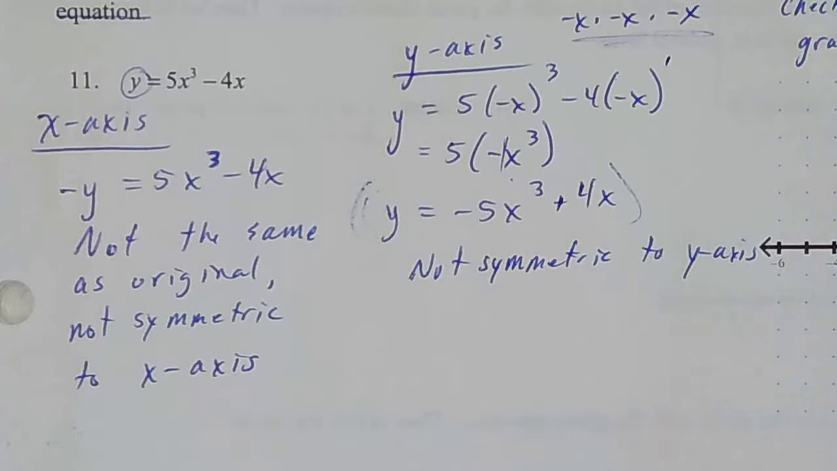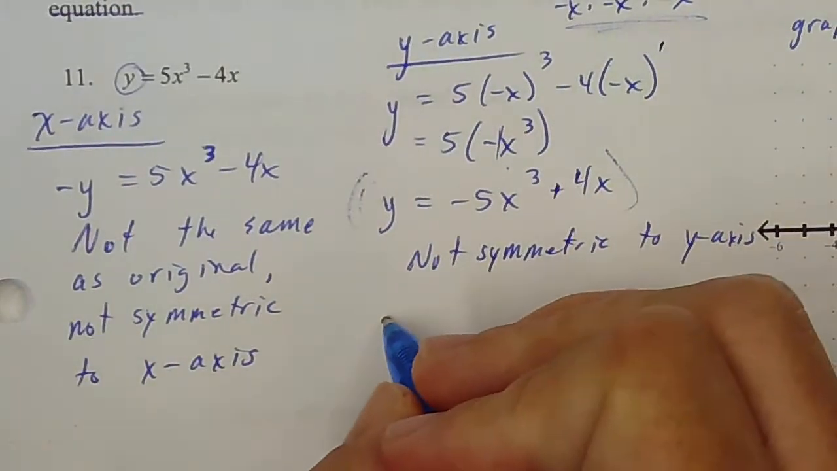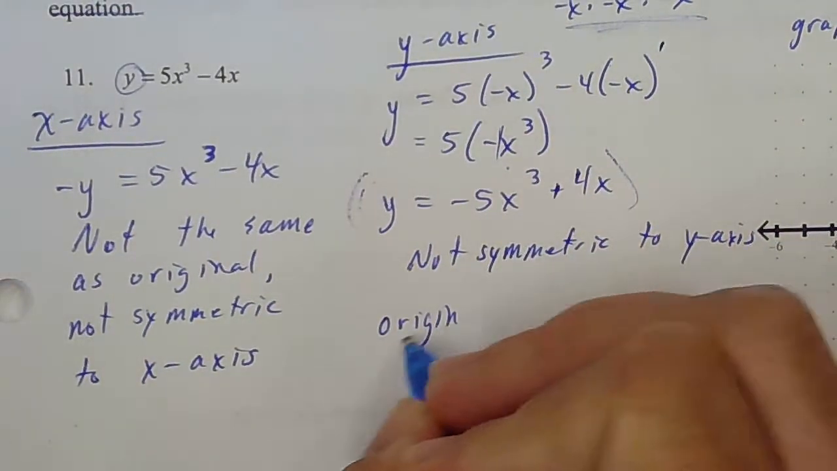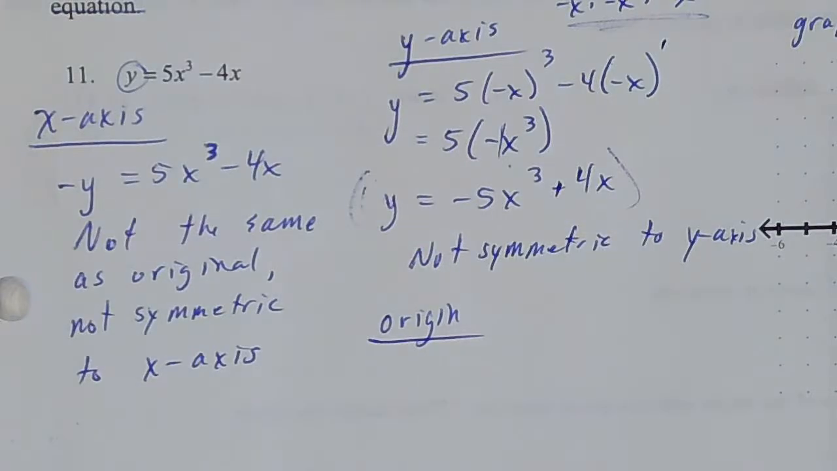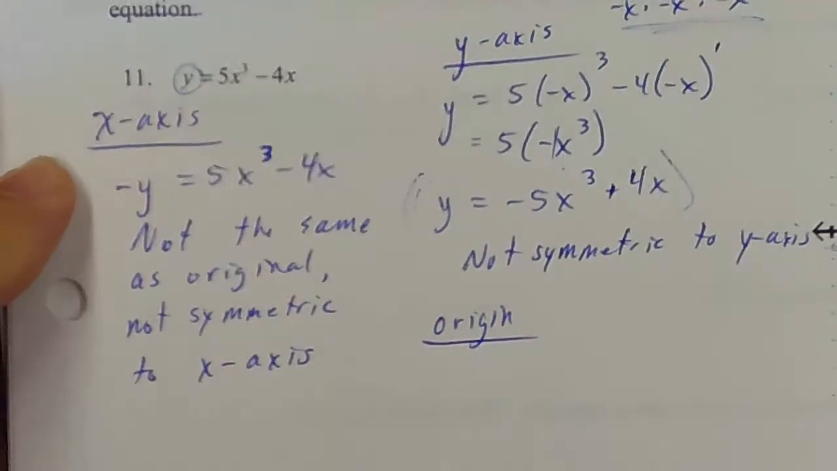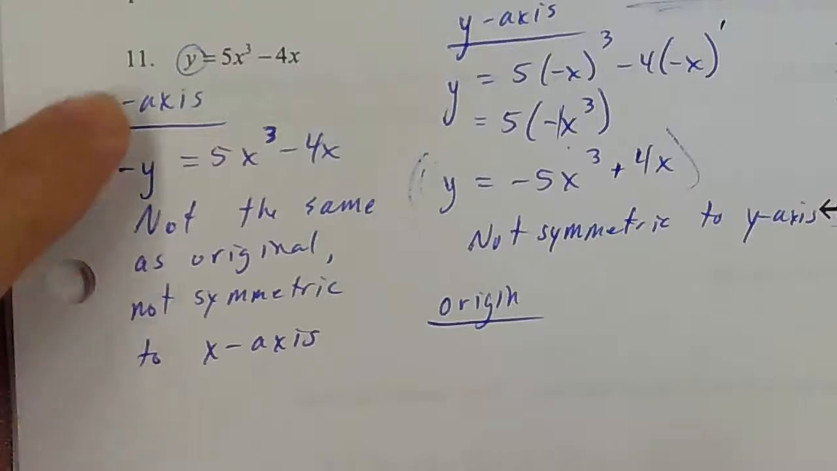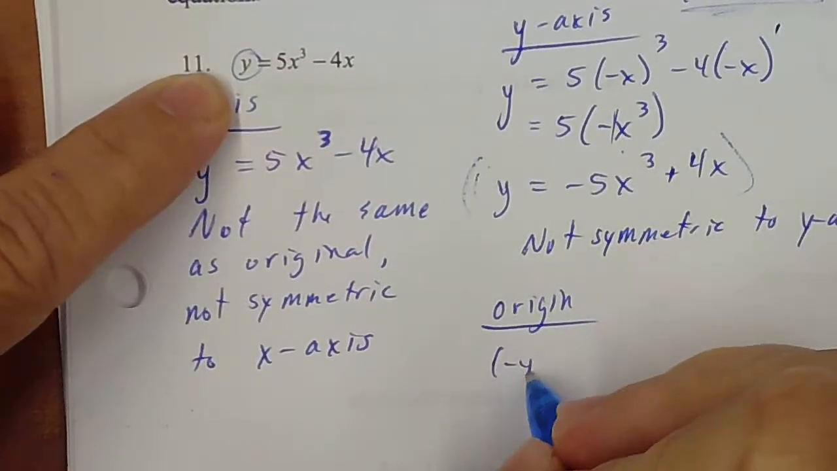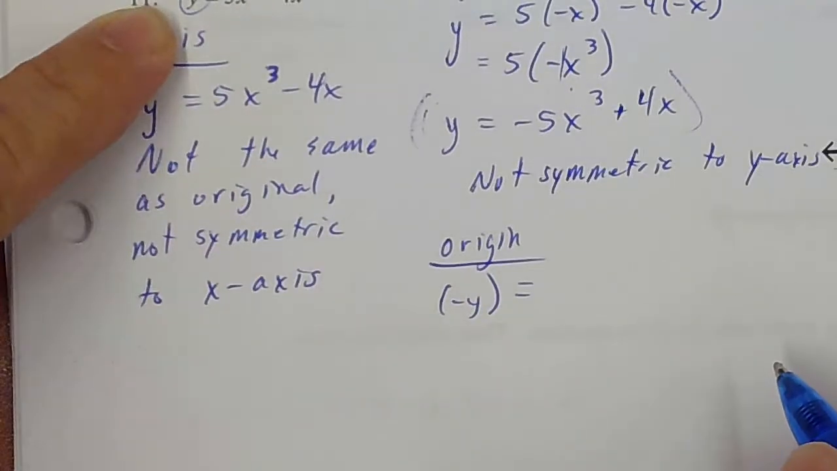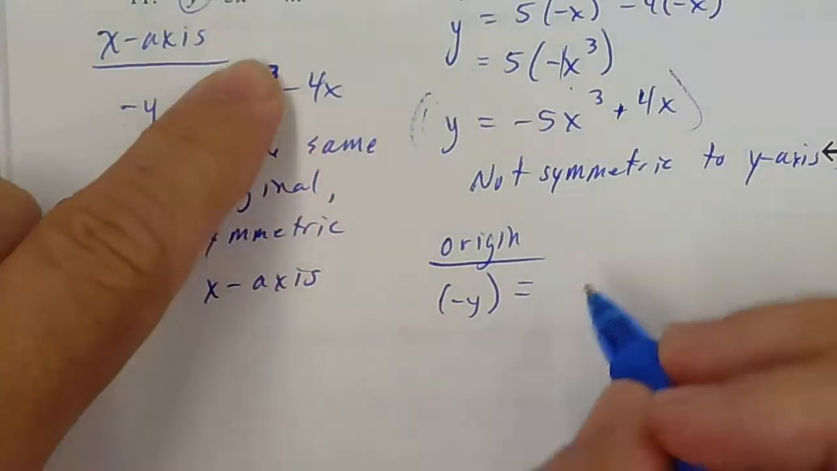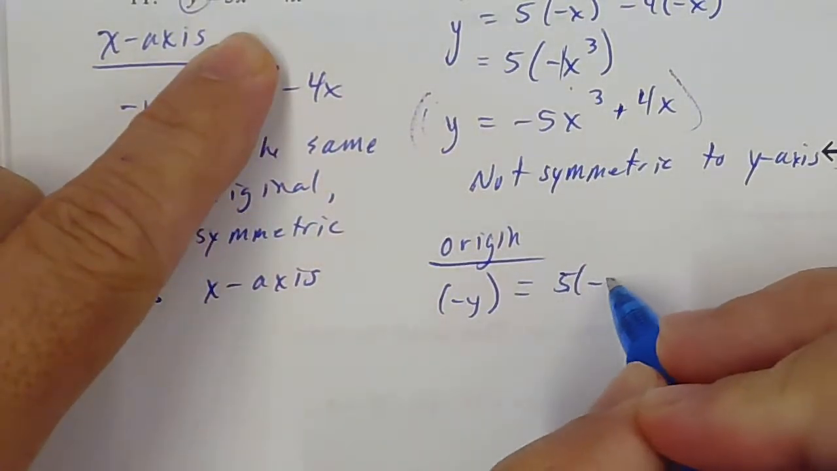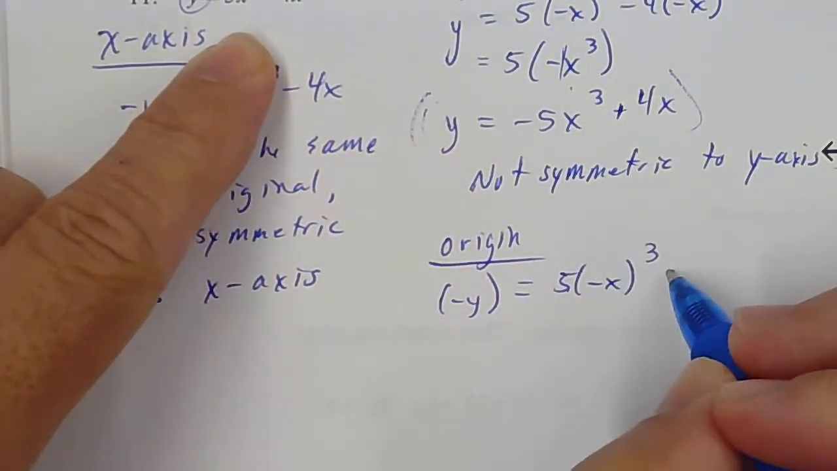Okay, so let's move on to the last one, the origin. So for origin symmetry, we replace both variables, x and y, with a negative. And then we see how it shakes out. So I've got a negative in for y, which I guess you don't really need the parentheses, but I'm going to do it at every variable on this one.